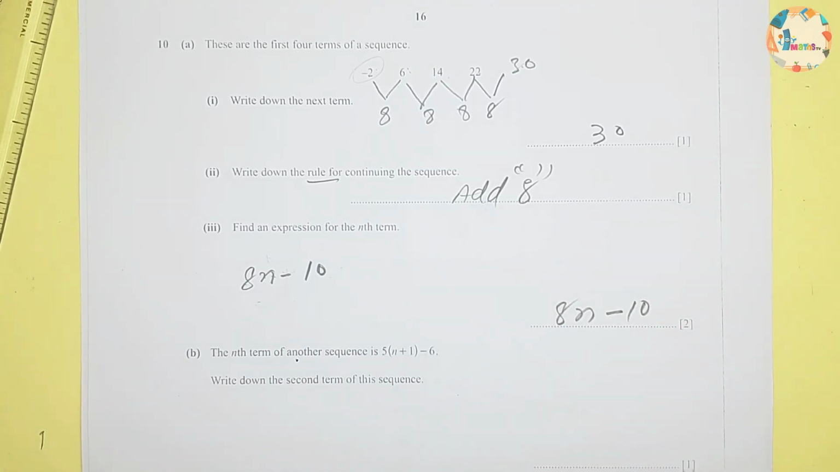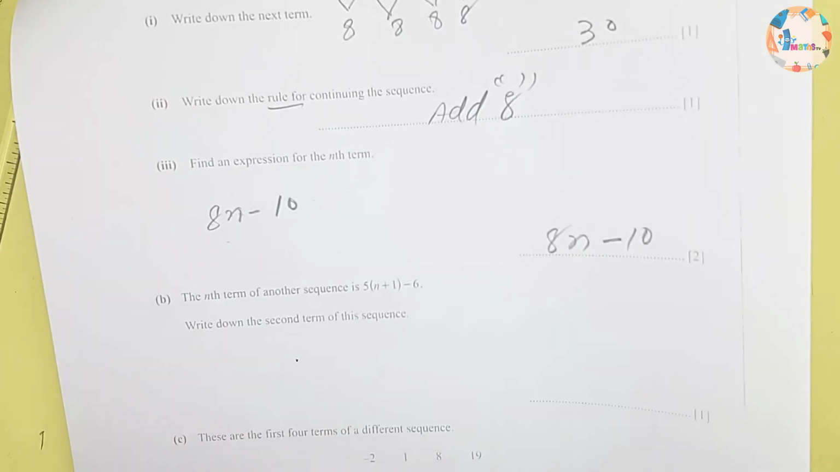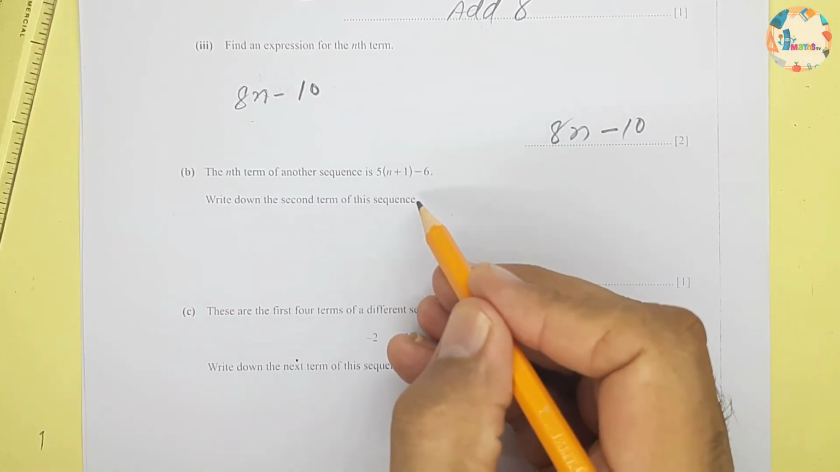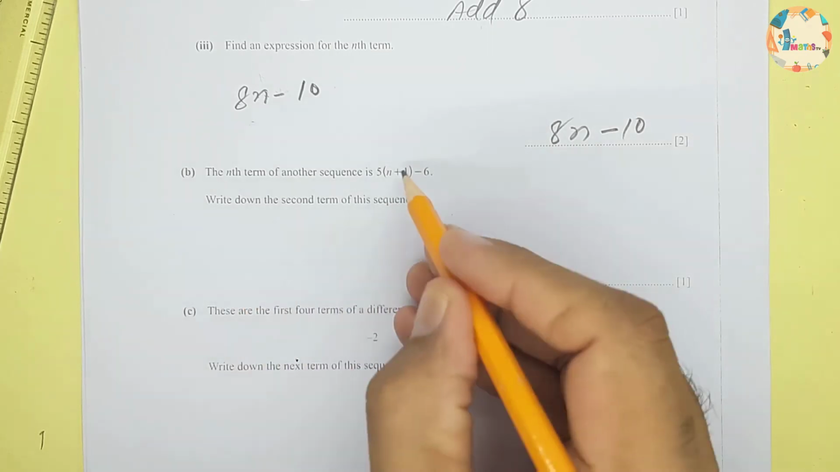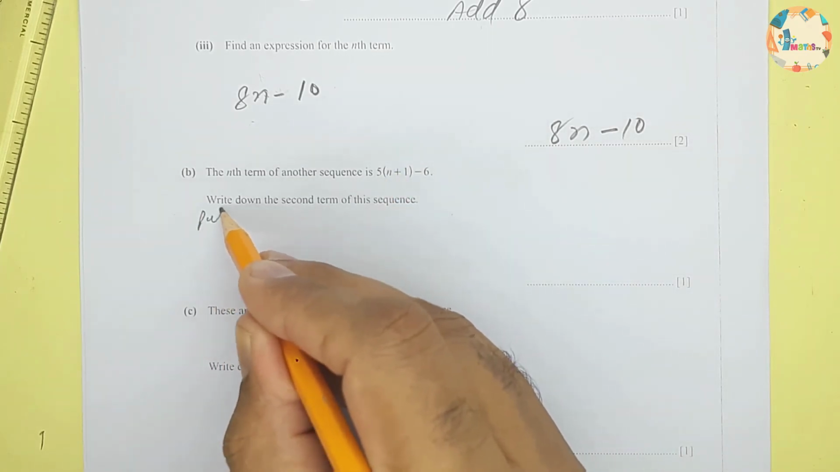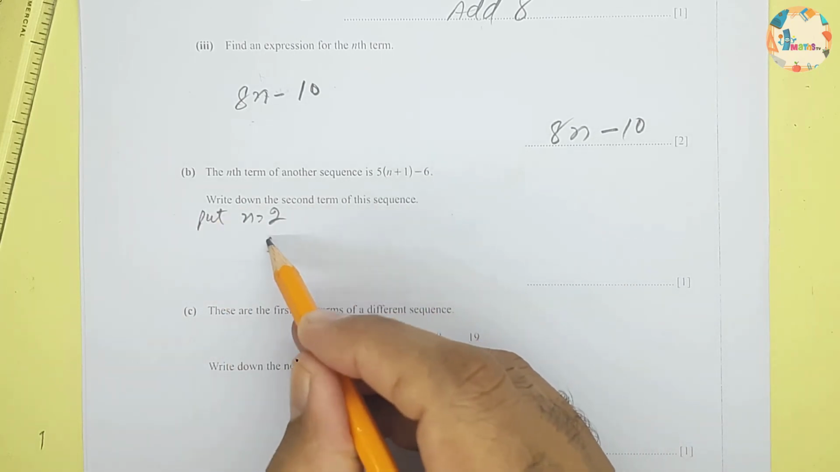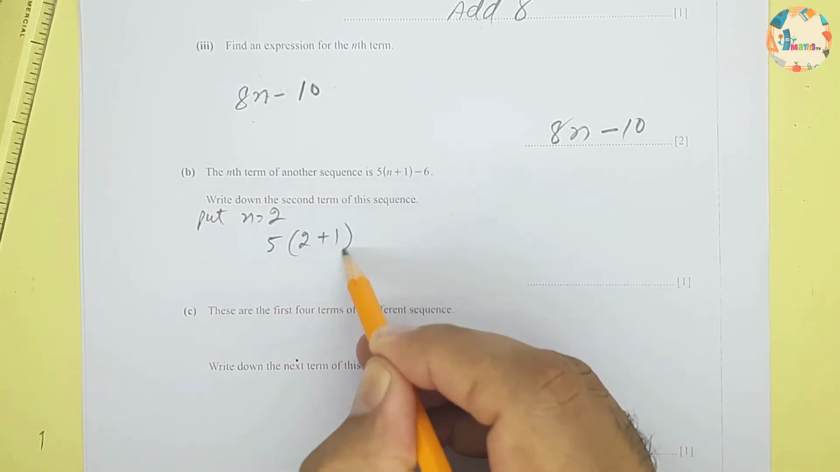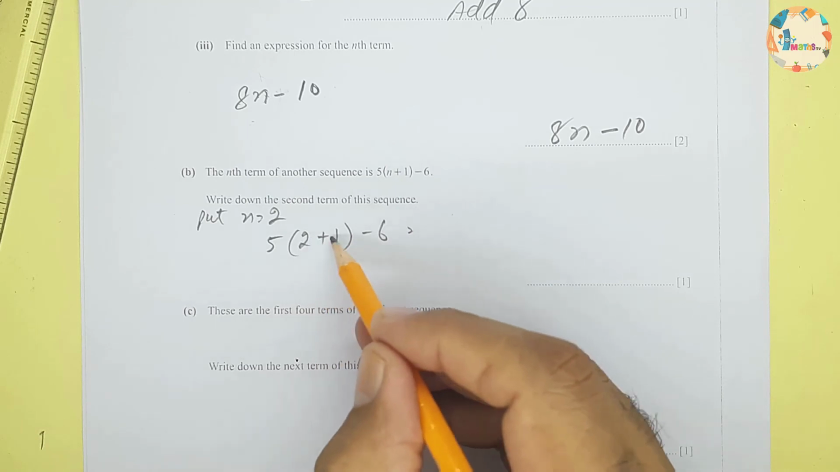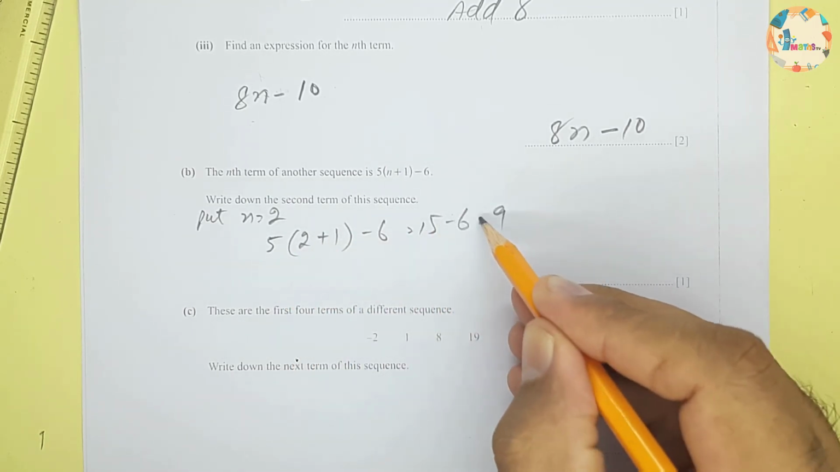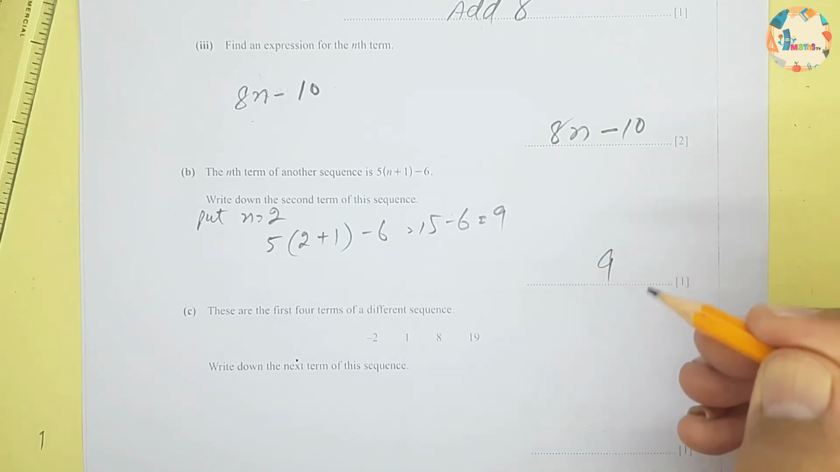The nth term of another sequence is 5 into (n plus 1) minus 6. Write down the second term of the sequence. So n is equal to 2. We will put n is equal to 2, and we will get 5 into (2 plus 1) minus 6, which is equal to 3 into 5 will be 15. 15 minus 6 will be equal to 9. So our answer will be 9 over here.